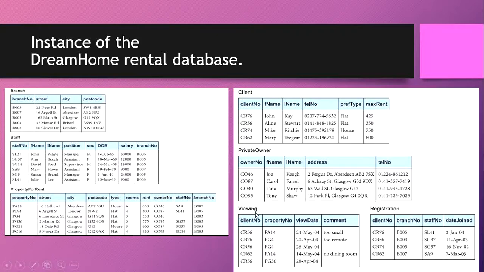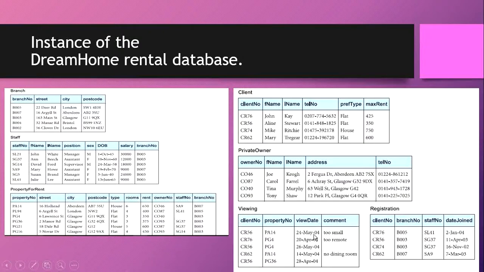Now look at this viewing table. Here we have this client number field, but we cannot take client number as the candidate key because you can see that here we have two clients with the same client number. So a single client can view different properties as well. Next we have property number. You can see that the same property is repeating because the same property can be viewed by different clients as well. So this alone cannot be a candidate key.